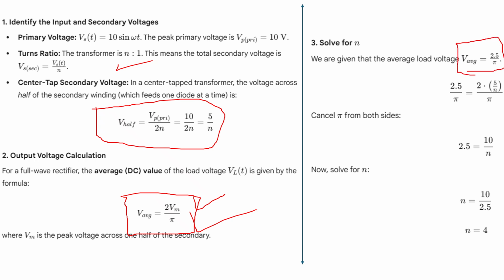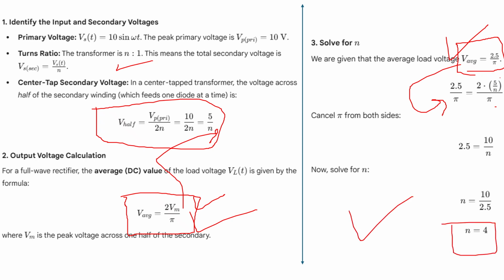This is already given in our question. So here put the values: it will be twice of Vm by pi, so 2 into, and instead of Vm you can put this 5 by n that we have already calculated, divided by pi, and you can use this expression that has been given. Solve, you will get n is equal to 4. So that is the final answer.